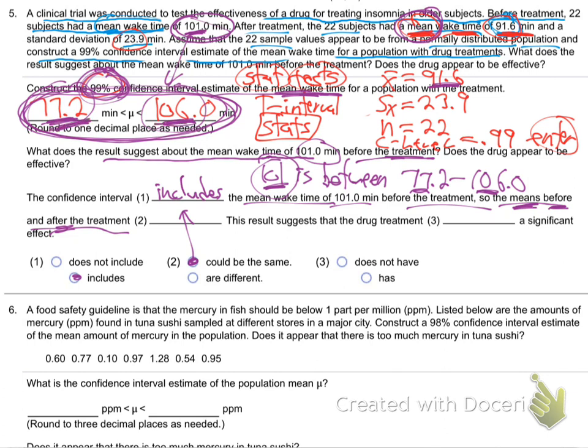We don't know what. We're 99% sure that the true effect of the drug is going to be some number between 77 minutes of wake time and 106. Well, 101 is in that interval. It could be 101. It could be the drug's doing nothing. So because the interval includes the mean wake time of 101, it could be the same. The mean wake time afterwards could be the same. This result suggests that the drug treatment does not have a significant effect.